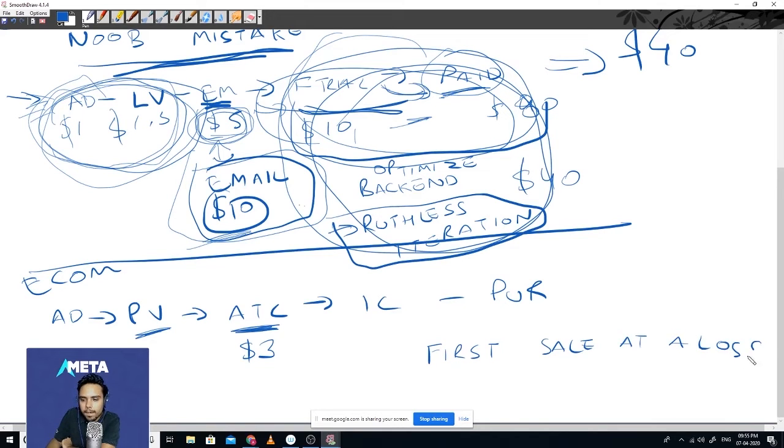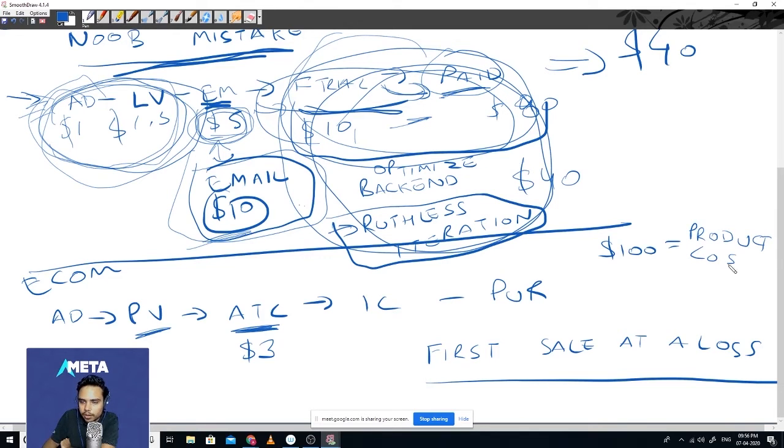And your margins are $50. Let me say, $100 is your price, the purchase price. It's the cost for the customer to buy a product, right? This is the product cost.